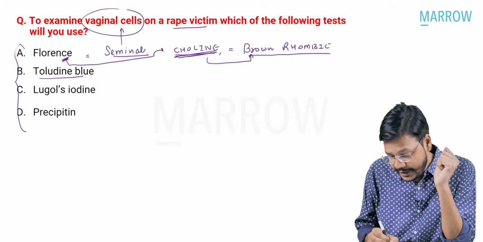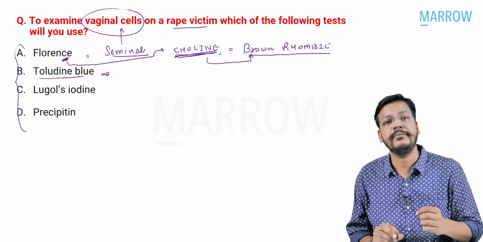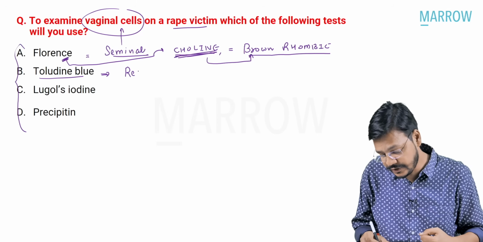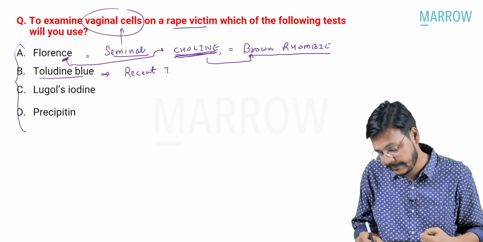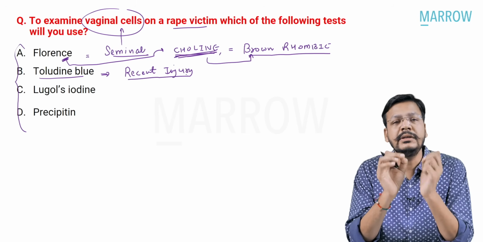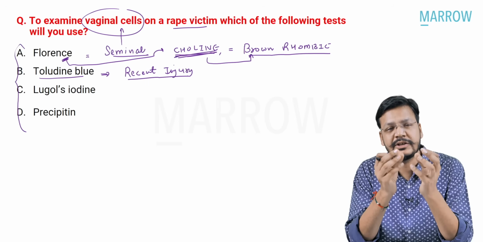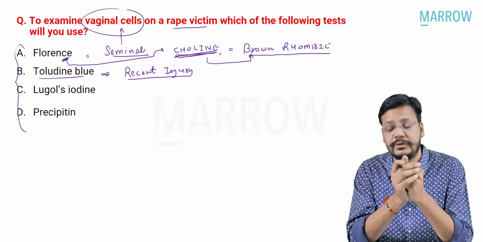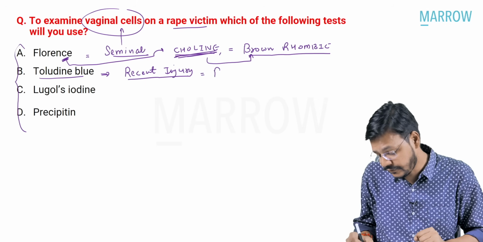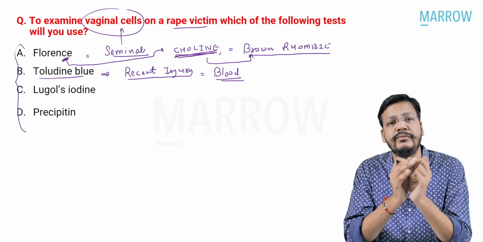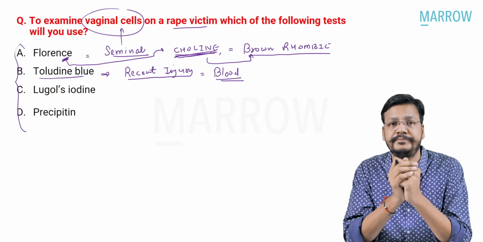The second is toluidine blue, sir. This test is used for recent micro injuries on the body, small injuries which are not visible. For recent micro injury examination, we go for the toluidine blue test.